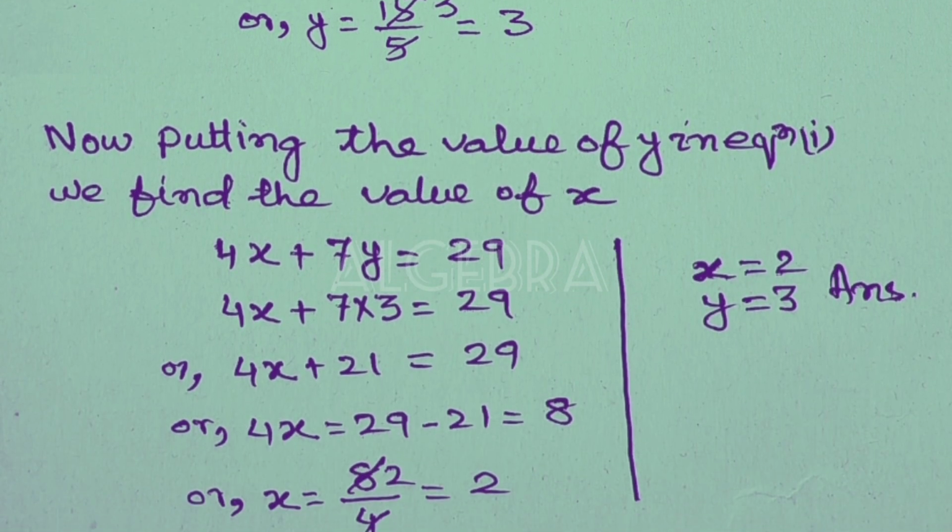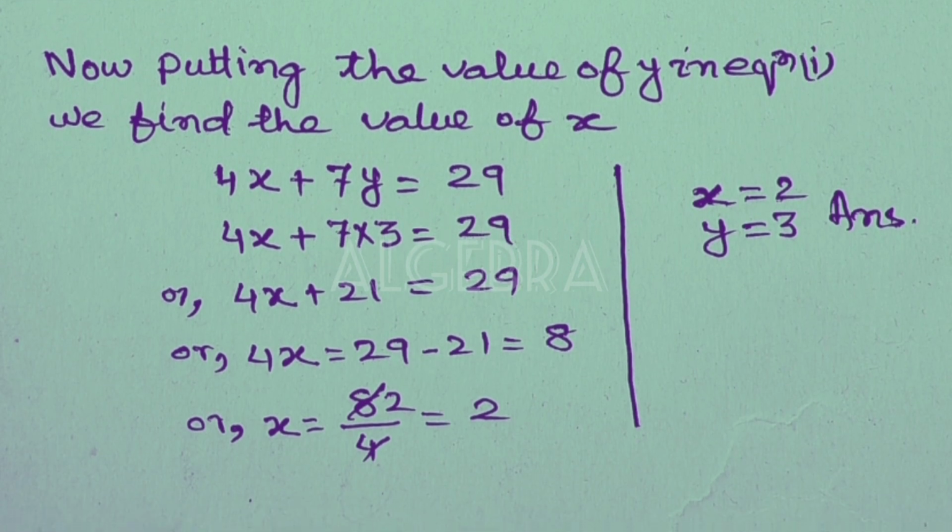Now putting the value of y in equation 1, we find the value of x. 4x + 7y = 29. 4x + 7 into 3 = 29. Or 4x + 21 = 29. Or 4x = 29 minus 21 = 8. Or x = 8 by 4 = 2. So x = 2 and y = 3. Answer.